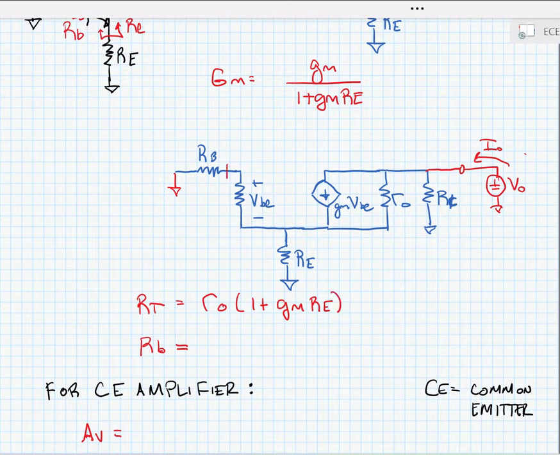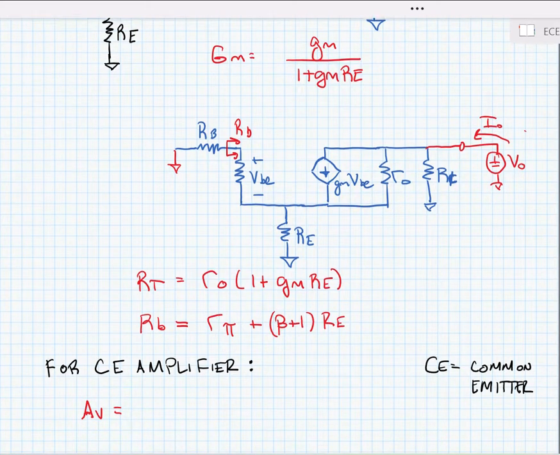Now we could also find the resistance R little b looking into the base. And if we did so, we would find that this was equal to R pi plus beta plus 1 times R big E.